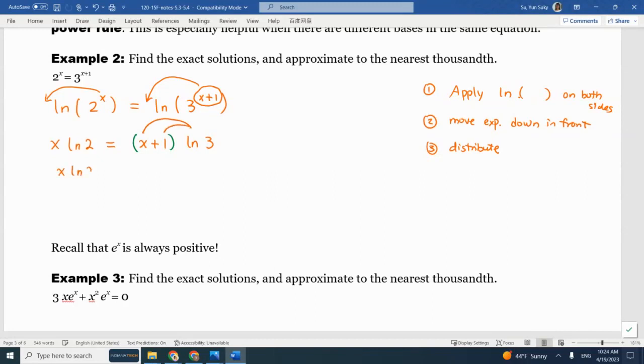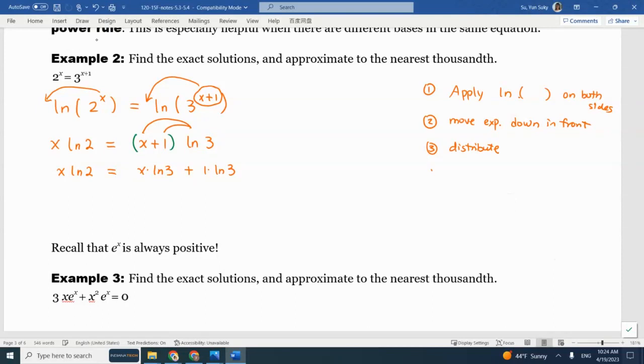So we have x times ln of 2 equals x times ln of 3 plus 1 times ln of 3. 1 times ln of 3 is ln of 3. Is that okay, everybody? Alright, we want to solve for x. So you want to group all the x together, put them on one hand side. So we want to move this to the left, right?